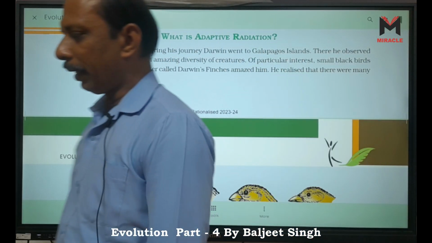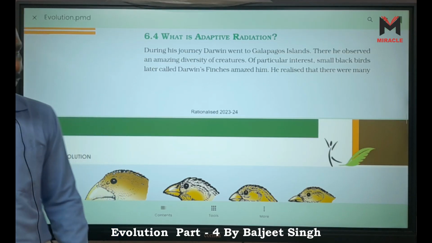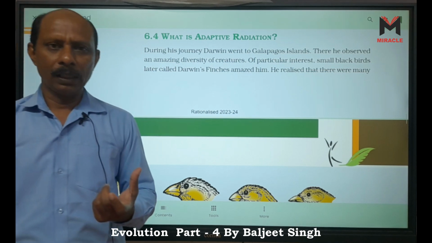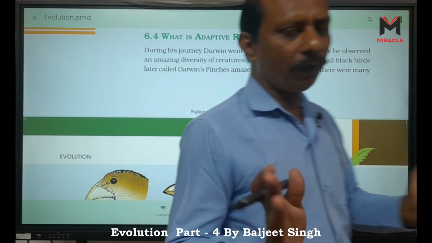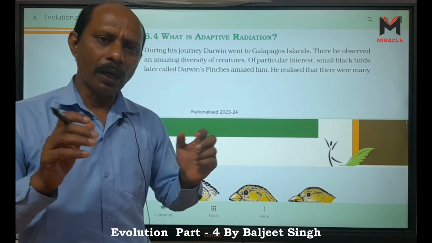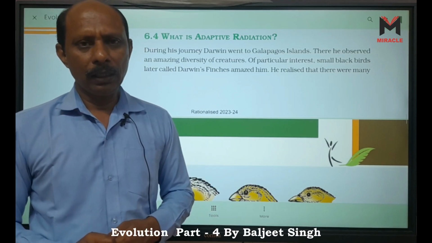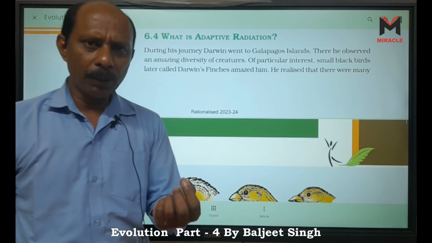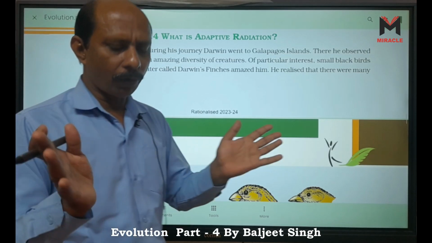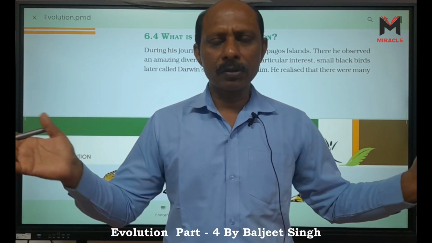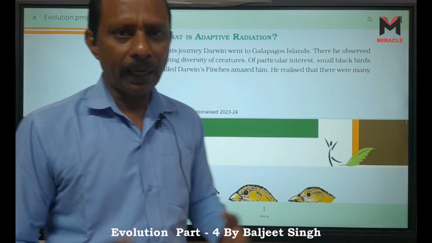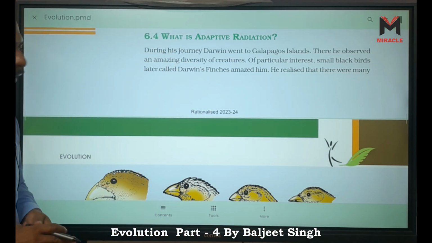What is the meaning of adaptive radiation? Adaptive radiation means they start from a single point. Single point means a single ancestor, and due to adaptation they develop different characteristics or traits, and so they form different species, right? So from a single individual ancestor, many different types of species or individuals are formed on the basis of adaptation. Adaptation means on the basis of their habitat. So this is called adaptive radiation, right?